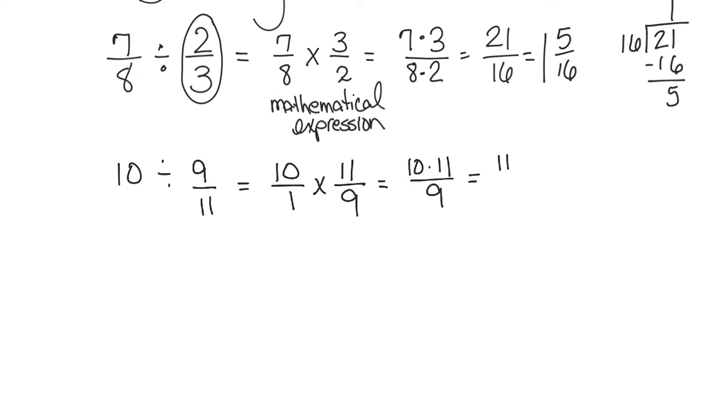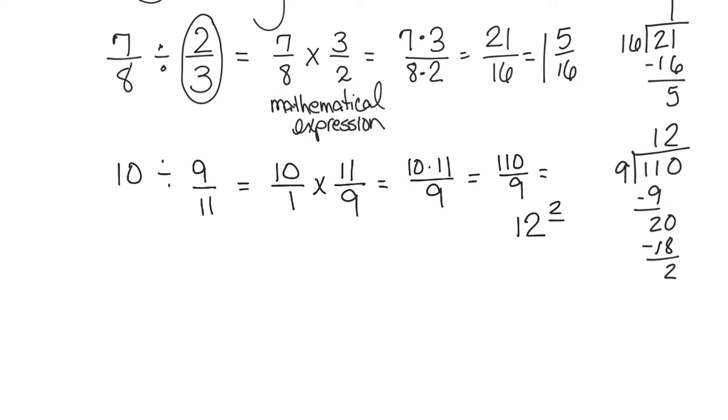That gives them 110 over 9, which is improper because the numerator is larger than the denominator. So they divide. 9 will divide 11 one time with 2 left over. 9 will divide 20 two times with 2 left over. So their mixed number is going to be 12 and 2/9.